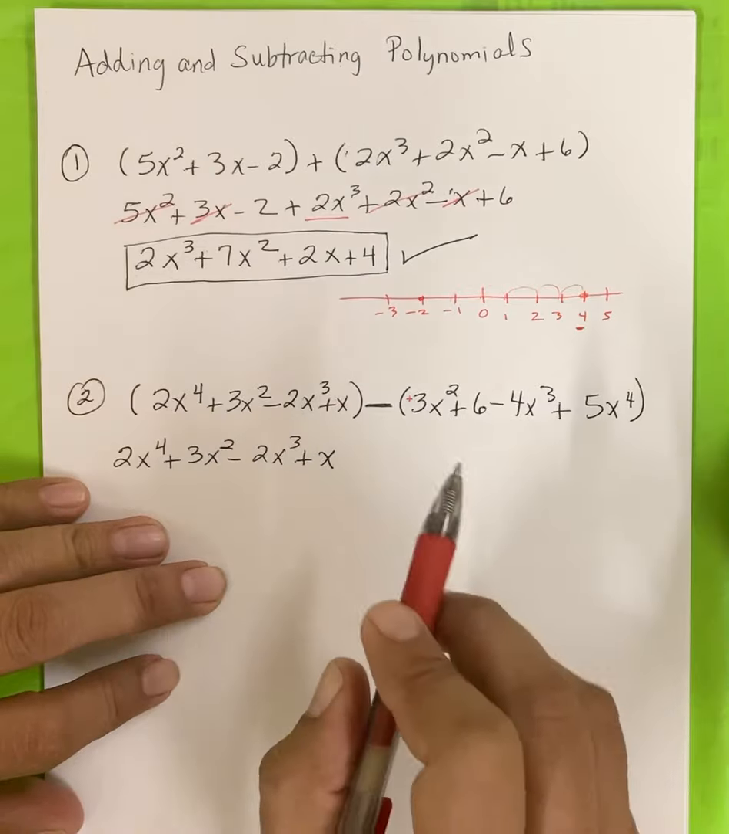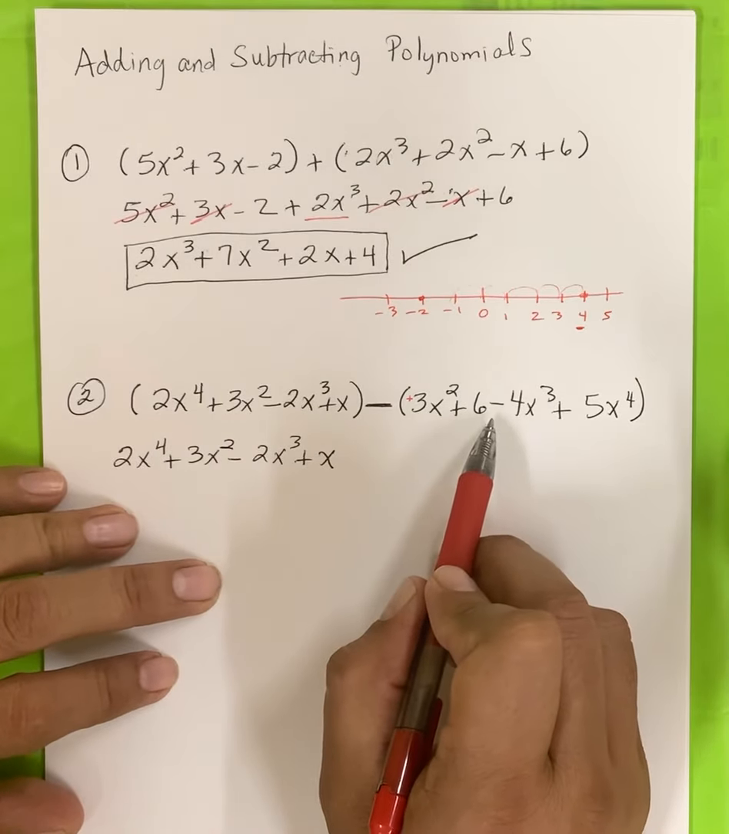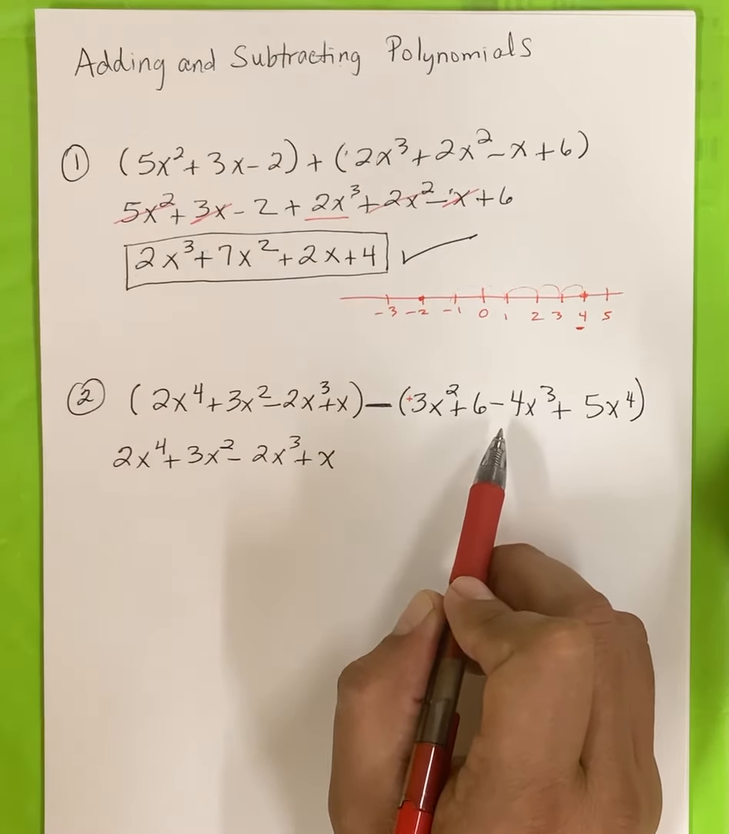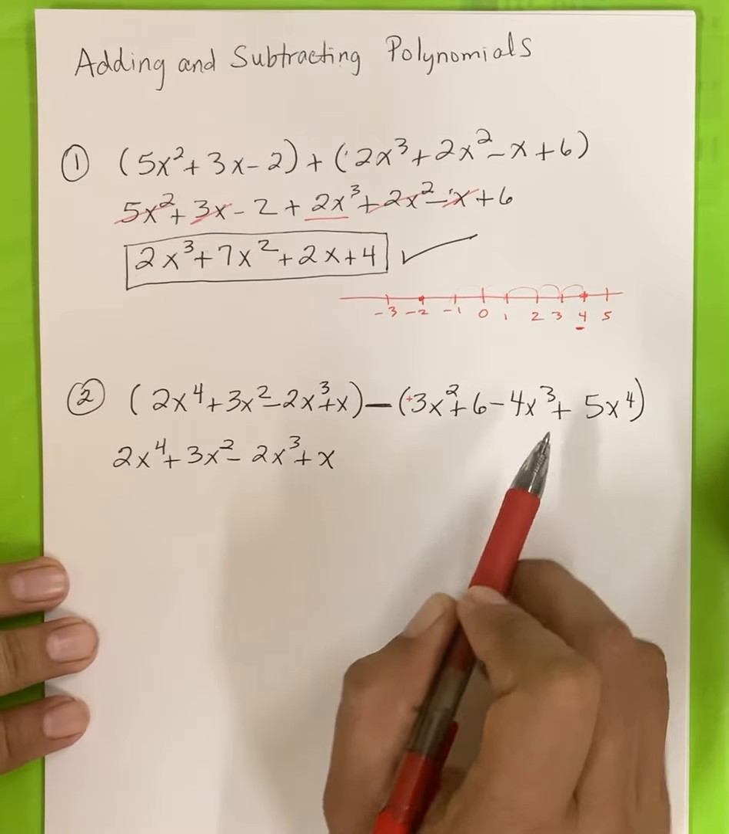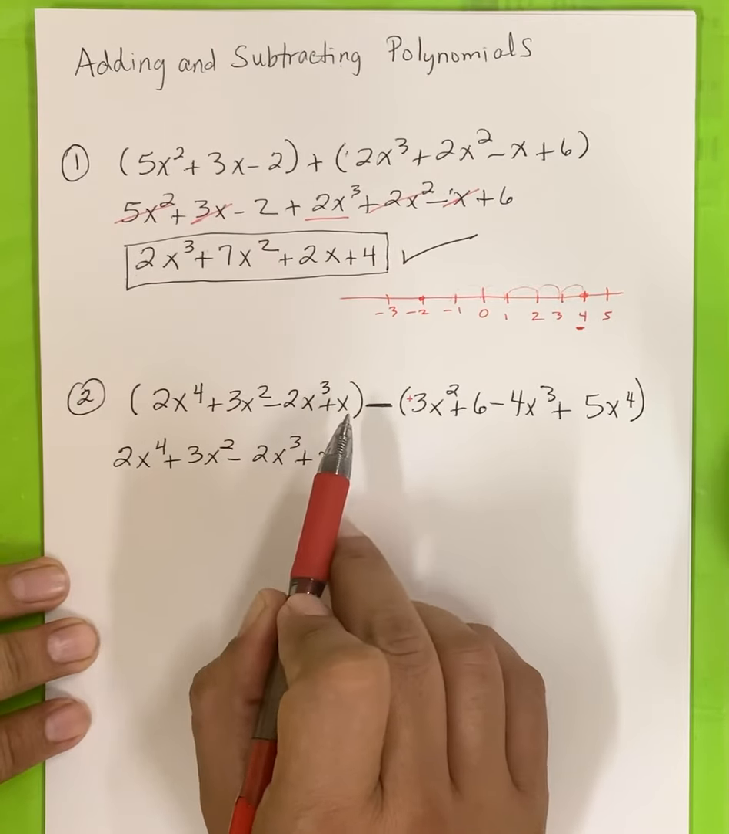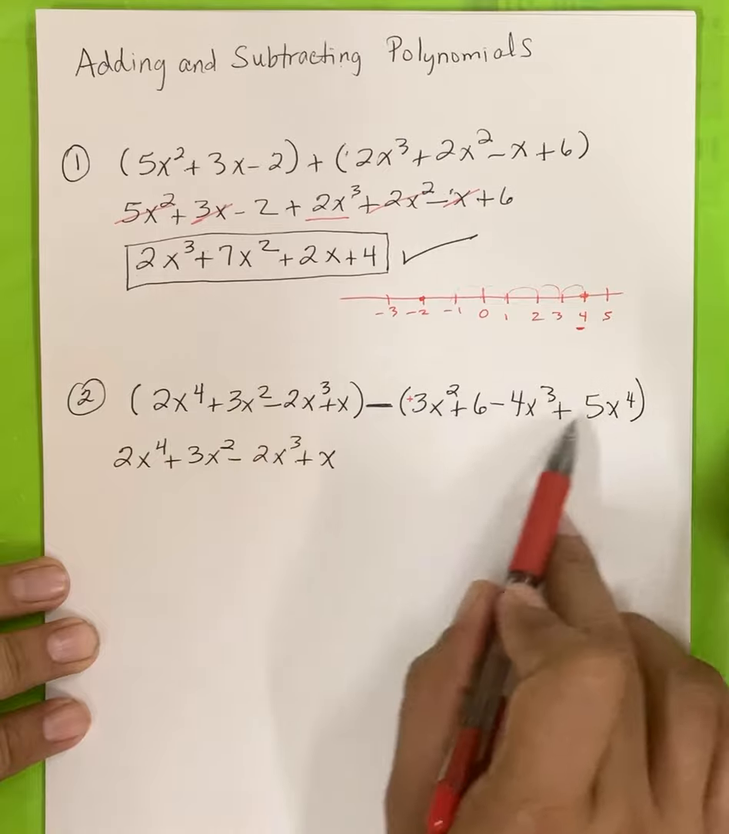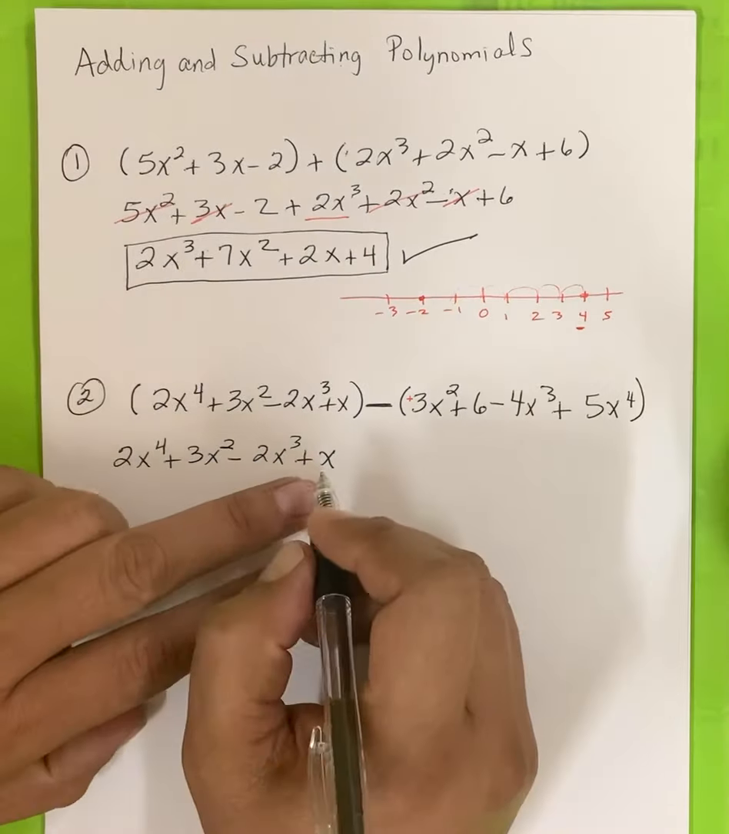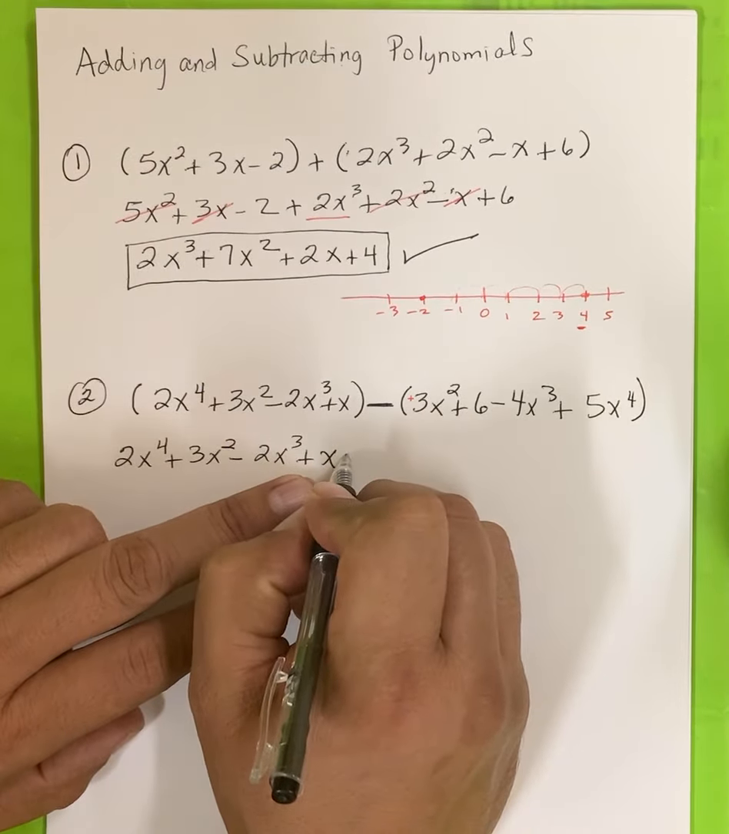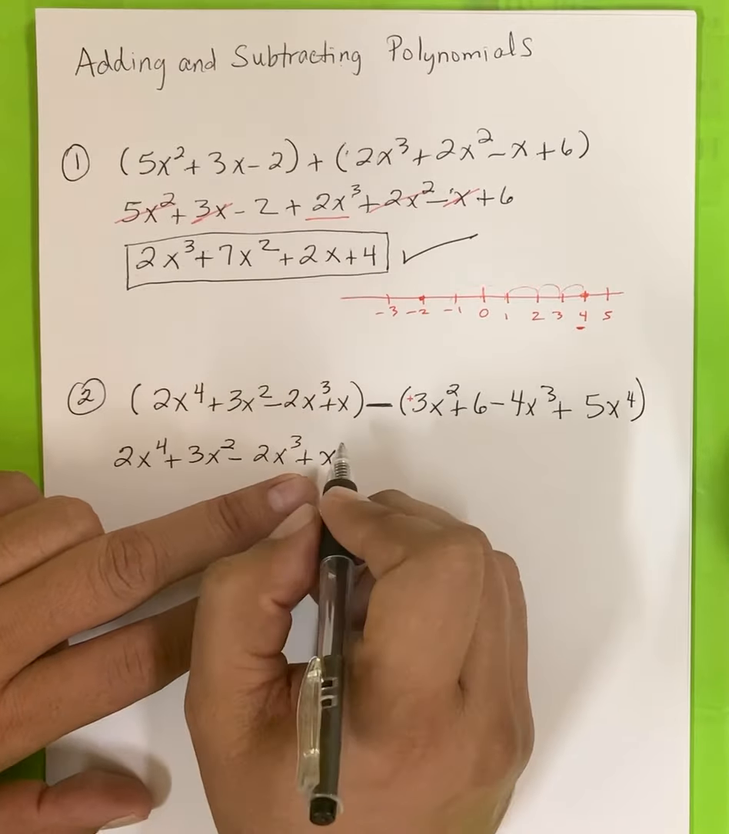This is a negative, it's going to become a positive. This is a negative, positive is going to become a negative. So whenever you have a negative out here, all the signs on this side are going to change.